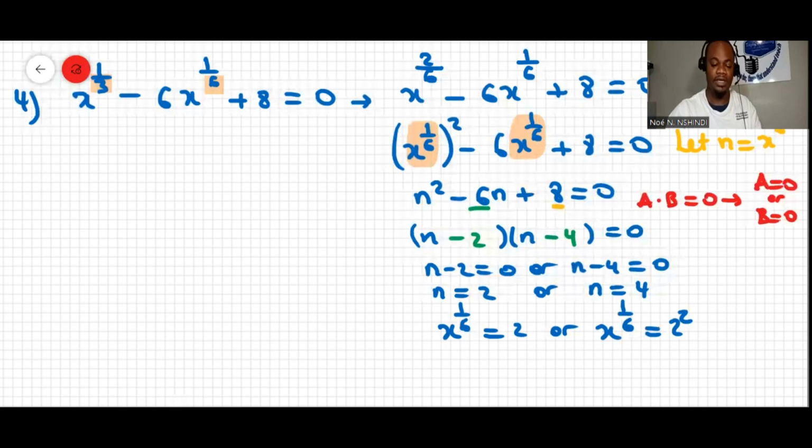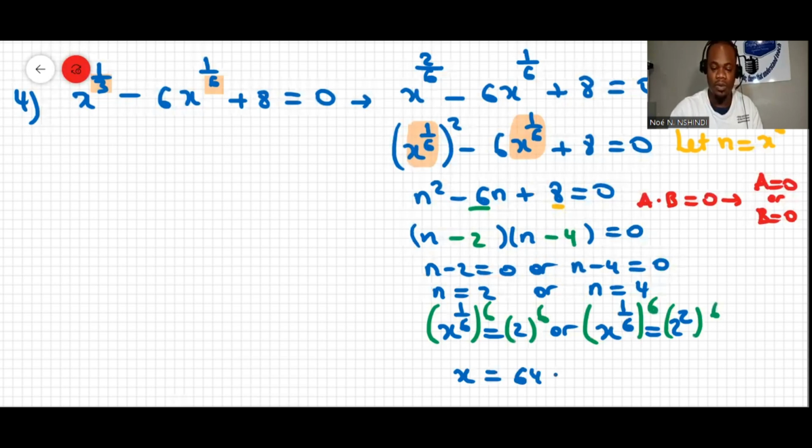Now if we raise both sides to the power of 6, this will become x equal to 2 to the power of 6, which is 64, or x equal to 2 to the power of 12, which is 4096.